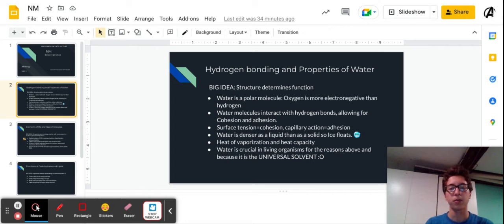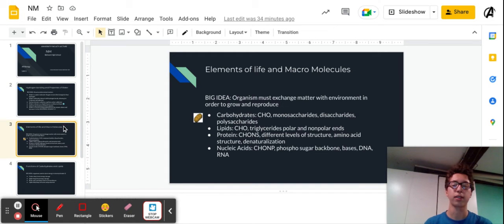So water is crucial for living organisms for everything we just talked about, but mainly because it's a universal solvent. So all of those reactions you're going to be learning about inside of the cell that happen in the cytosol, for example, those are all facilitated by water, and water plays a big role in reactions like dehydration synthesis and hydrolysis. The next topic is elements of life and macromolecules.